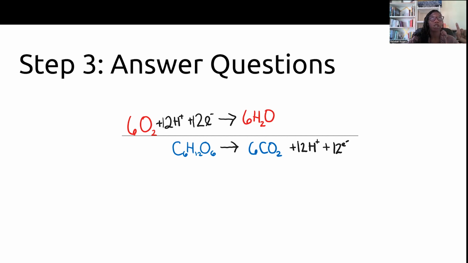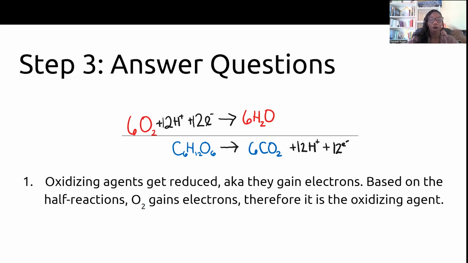Therefore, oxygen would be the oxidizing agent. I always have to rehearse this in my head as well to make sure that it fully lines up and makes sense. So it's okay if you take a second to check yourself: the oxidizing agent gets reduced, gaining electrons is reduction. What gained electrons? And the product side is not where you're going to see electrons. You'll see it on the reactant side.